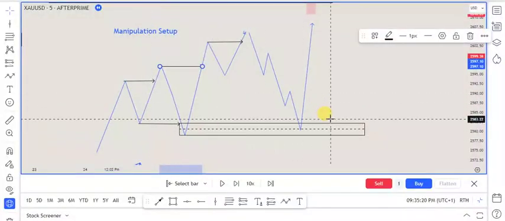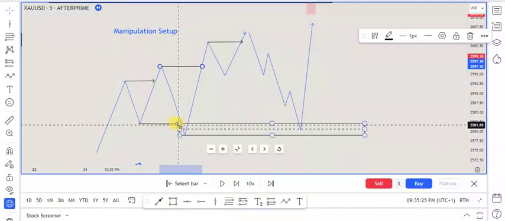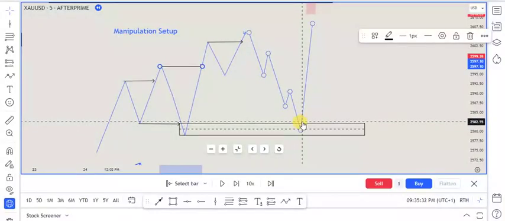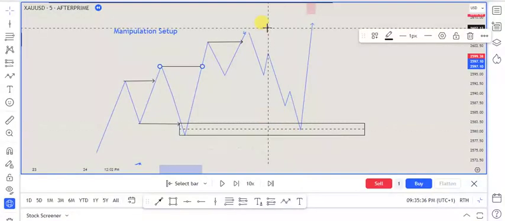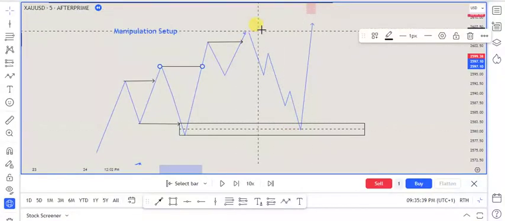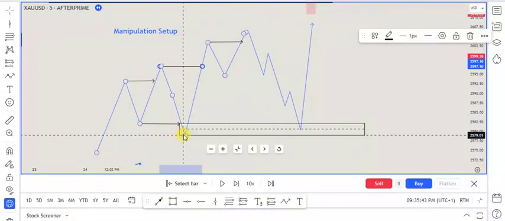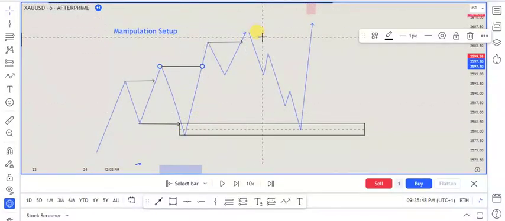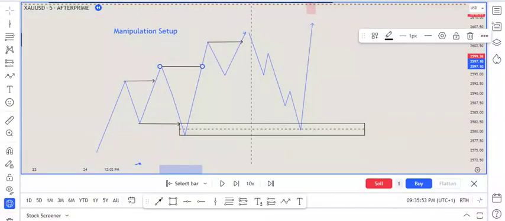Once you see another break of structure, just look at the last bearish candle, the midpoint of the candle. That's where your entry should occur, and your exit should be at the top, the high of that leg from that manipulation low. Call it a range. You can also call it a range: a range low and a range high.